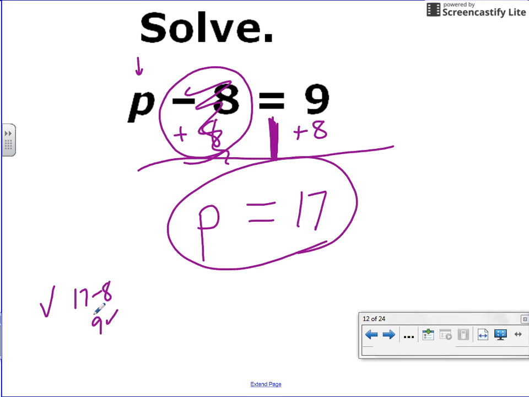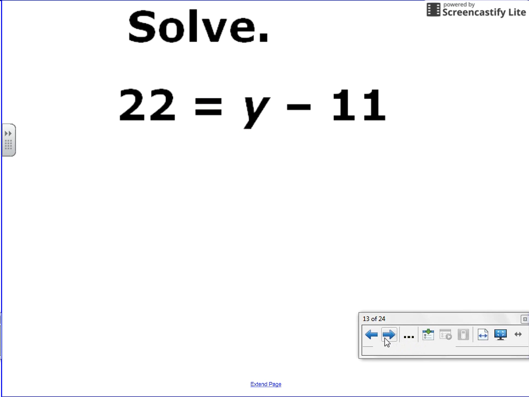I know this seems obvious at first, but trust me, pretty soon the numbers get a little wonky or a little more challenging, and you're not going to be able to tell right away.